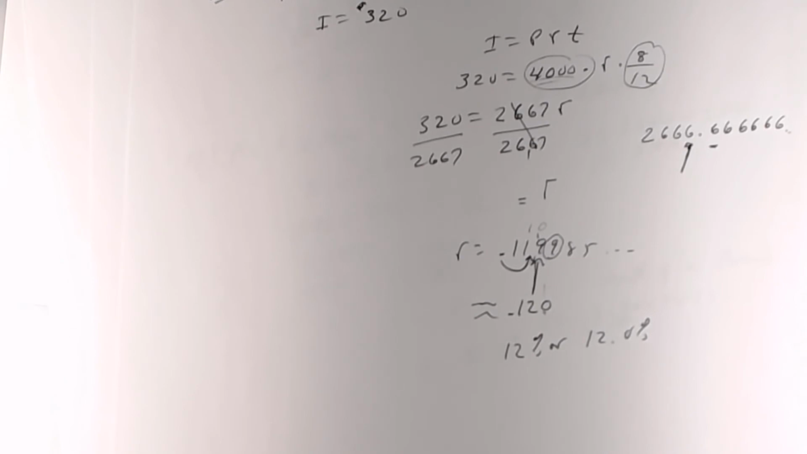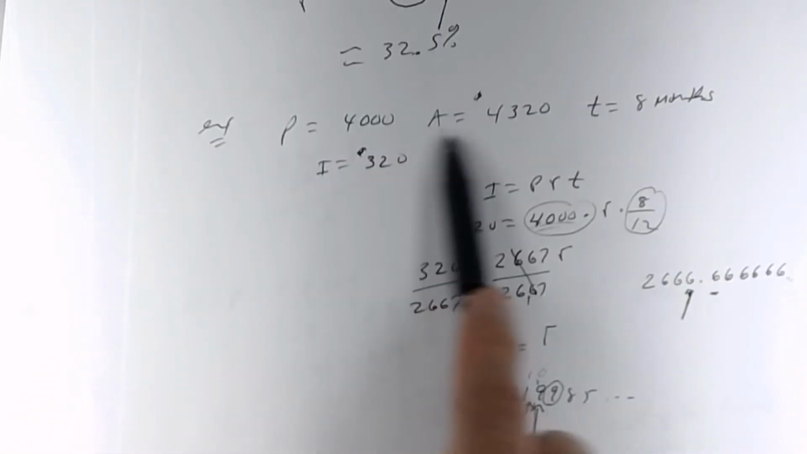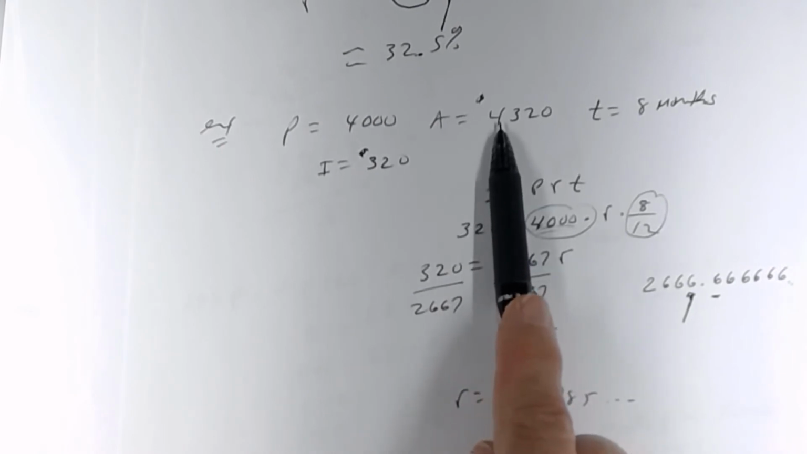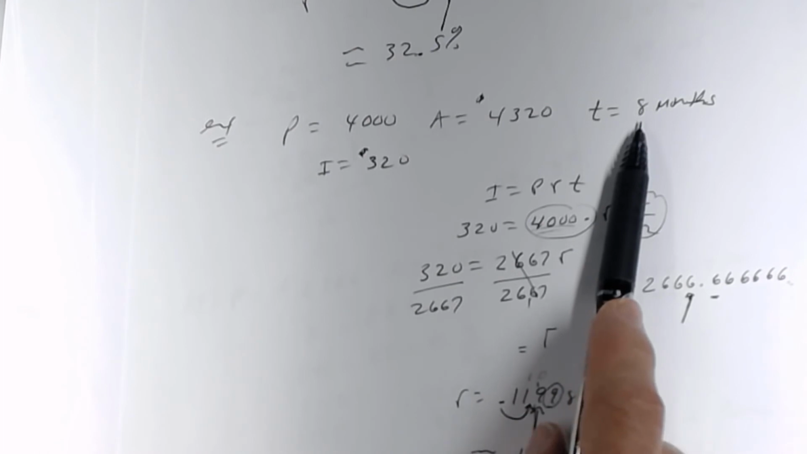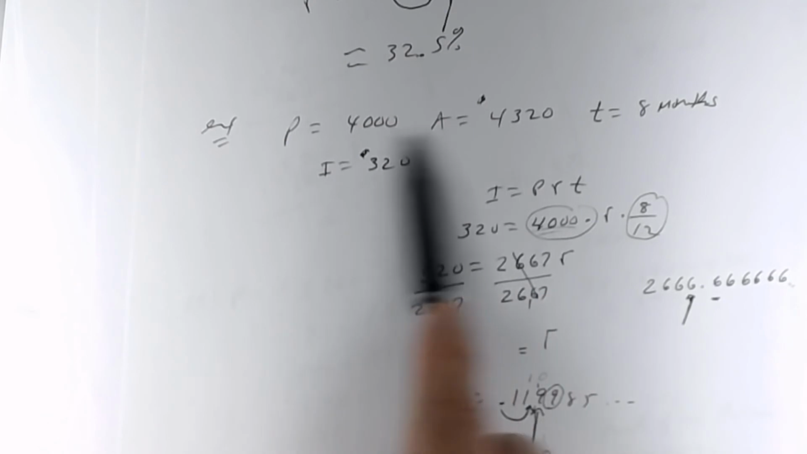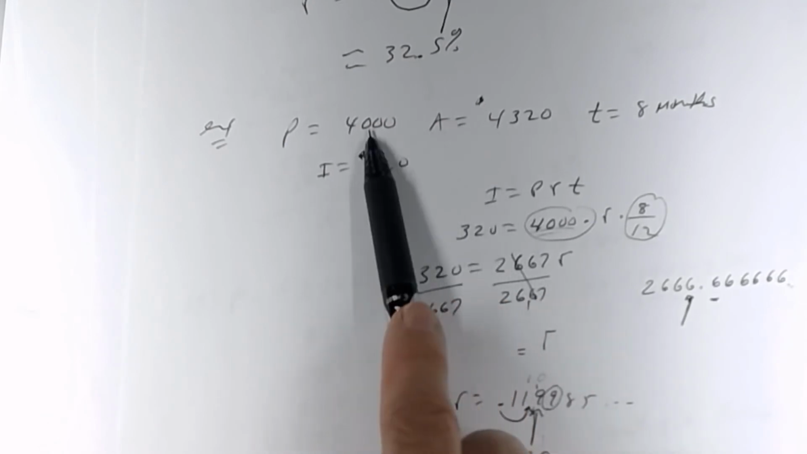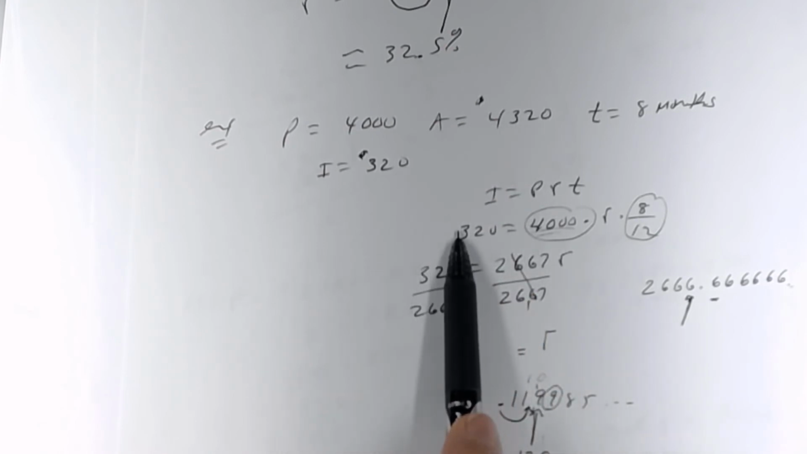Oh, what you're trying to find? Well, you're trying to find the rate given this information. So you're told that the principal is 4,000, the future value is $4,320, and the time is 8 months. So you want to find out what the rate is. Well, we know that from here you can find the interest by subtracting the principal from the future value. So the interest is $320.